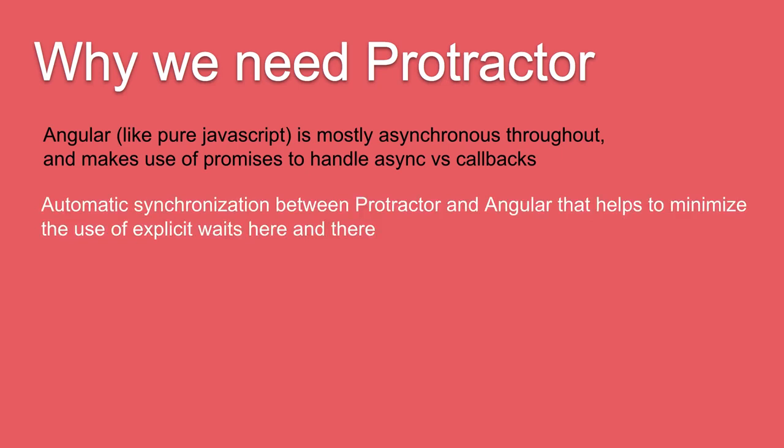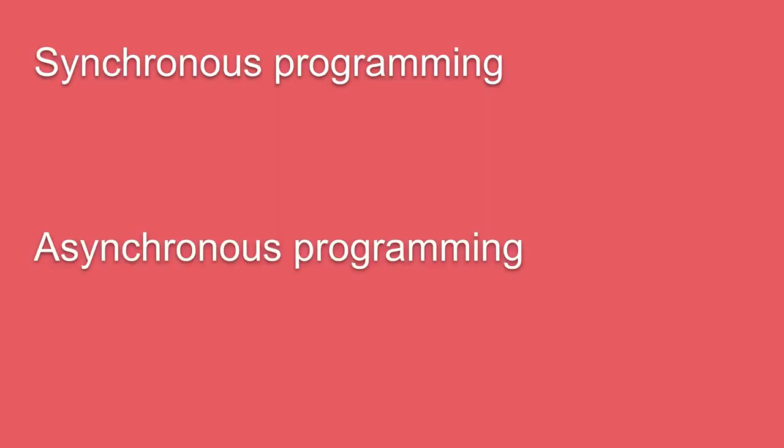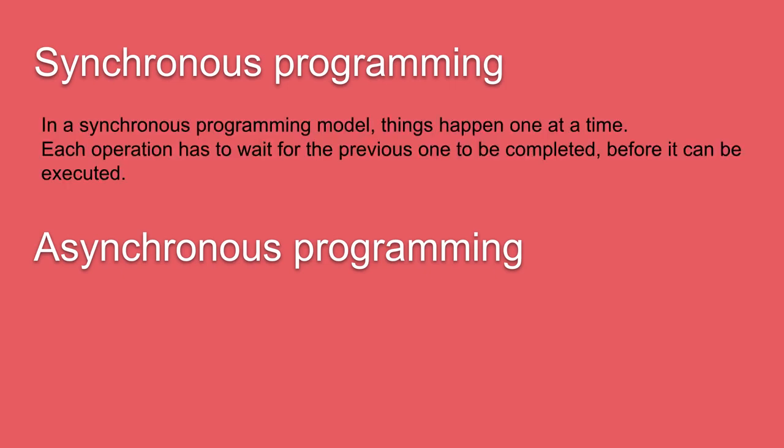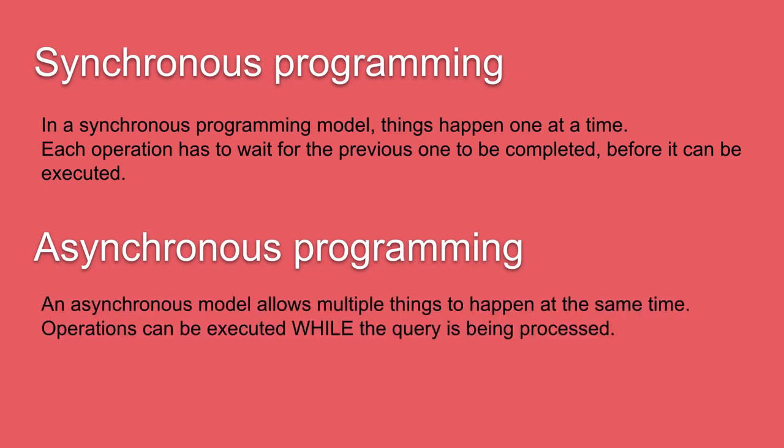Now here, with Protractor, all this synchronization between Protractor and Angular is very efficient. And to understand this, we need to know what is the difference between synchronous and asynchronous programming. In a synchronous programming model, things happen one at a time. So you will send a request and then you will wait to receive the response, and only then will you go to the next step. In asynchronous programming, we can have multiple things done at a time. Operations can be executed while the query is being processed.